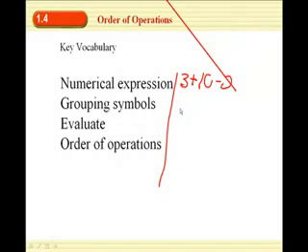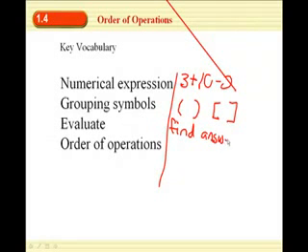Grouping symbols are like parentheses. They can be brackets, which look like this. Those are called grouping symbols. So that's pretty easy to deal with. Evaluate. Evaluate means find the answer. So sometimes it will say evaluate this problem. It means do it. Find the answer.